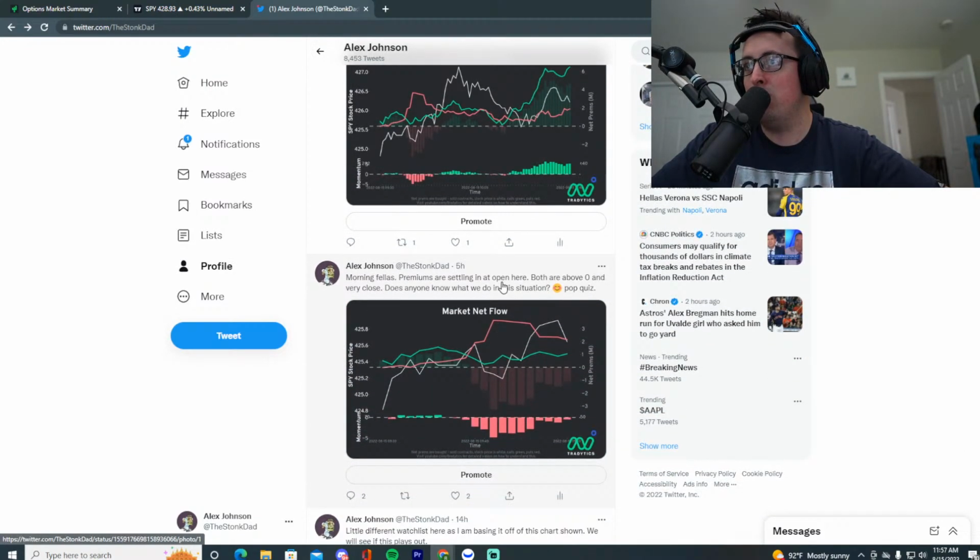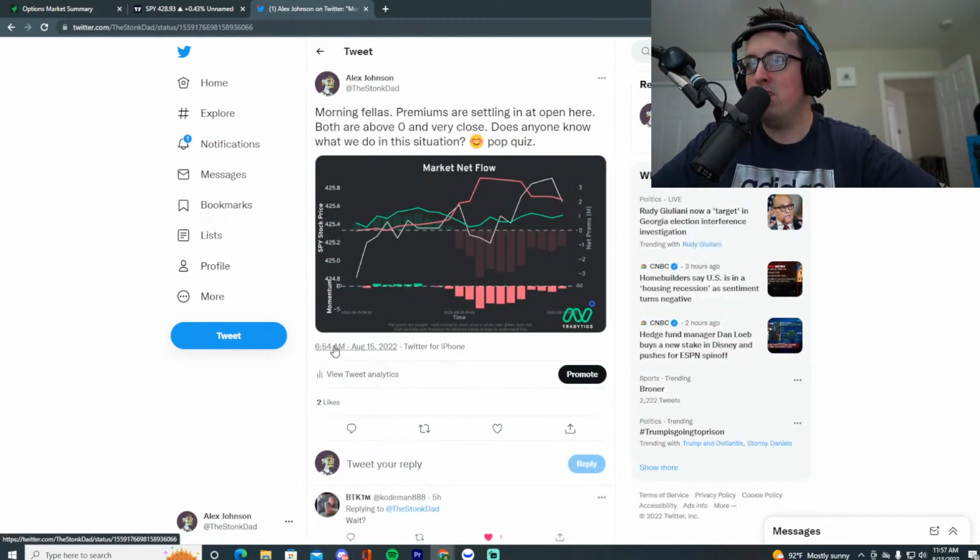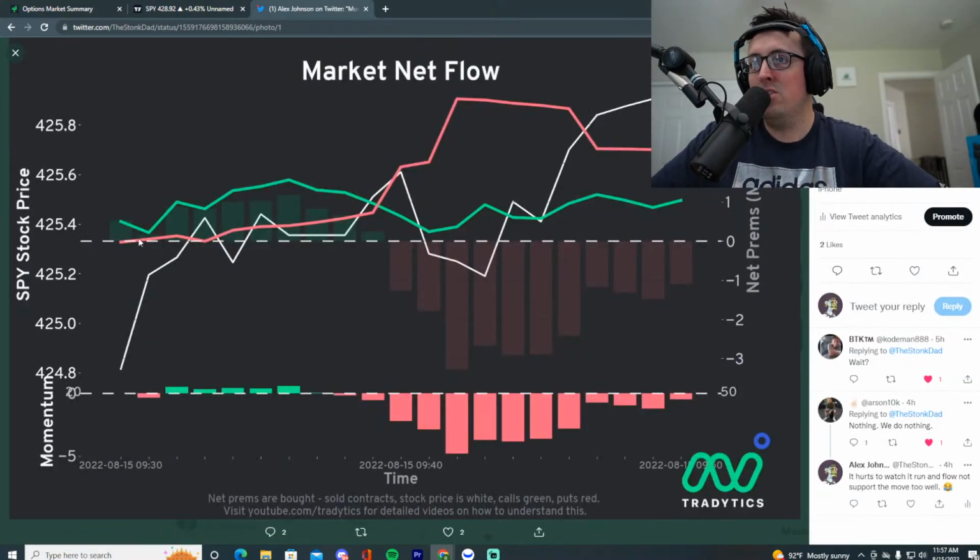So this was my first tweet of the morning, at 6:54, about 20 minutes after market open. And this is what the flow looked like then. You can see that flow is kind of bullish for a little bit, but then puts started to pick up a lot. And why I didn't get into puts right at open is I have 2 rules. My first rule is I don't trade 30 minutes into open. So I don't trade up until 7 o'clock my time or 10 a.m. Eastern. So that was my first rule.